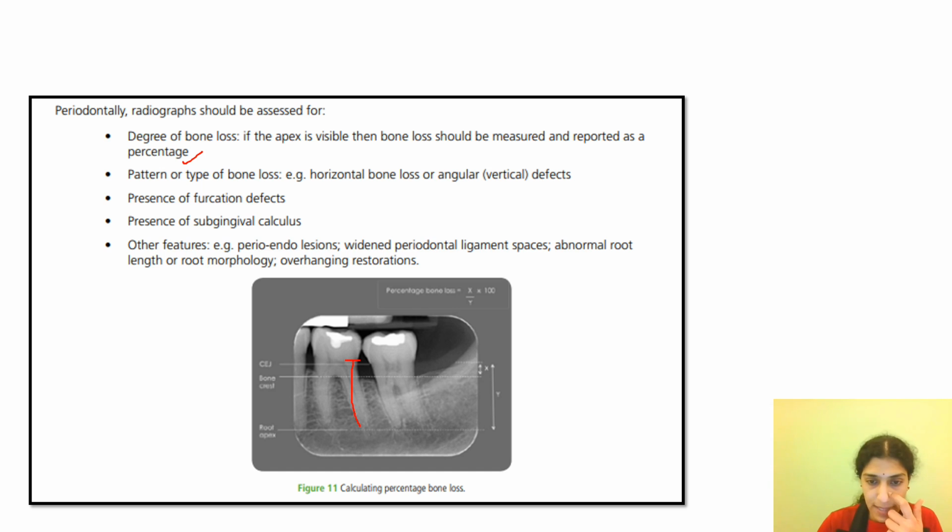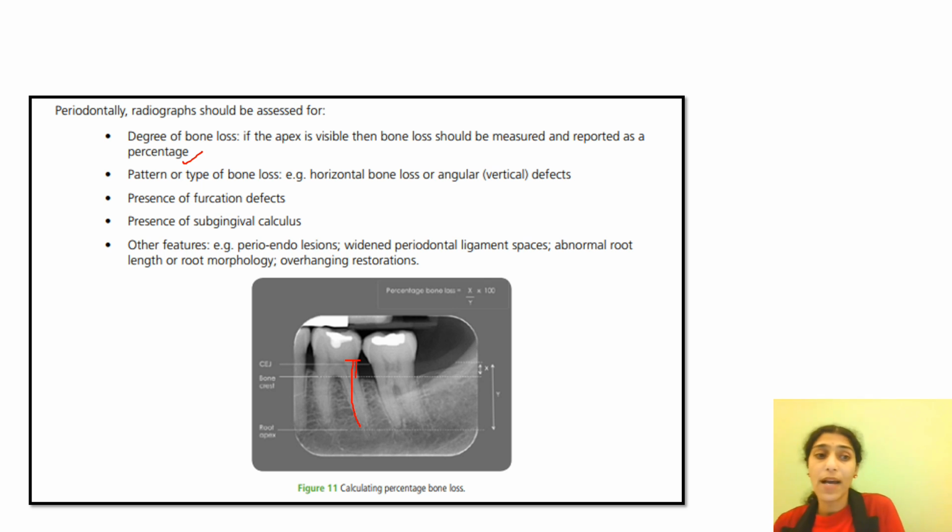This is the root length measurement. Y is the total root length, that is supposed to be covered within the bone, right? It's supposed to have completely the bone, that is Y, and X is the measurement from the CEJ to the crest of the bone. So this is the loss of bone. Loss of bone by total bone, which is nothing but the total root length, right? So X by Y times 100 gives you the percentage of bone loss.